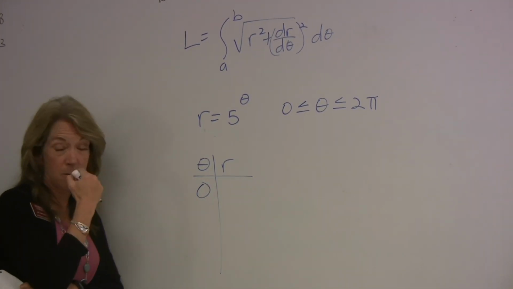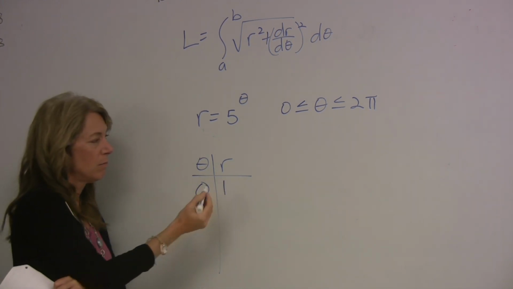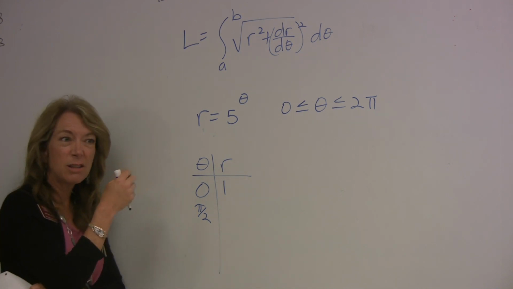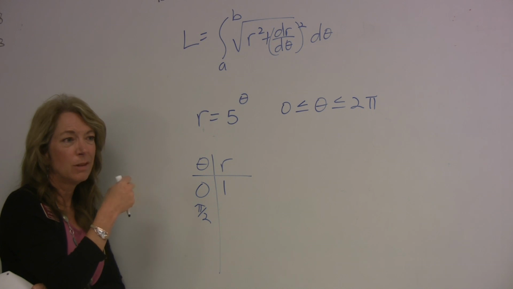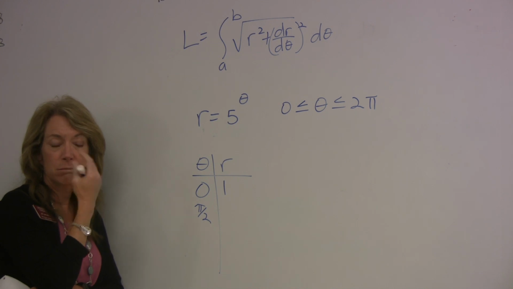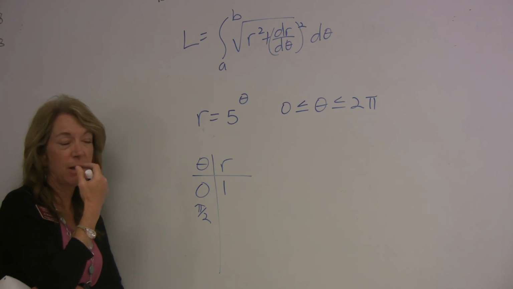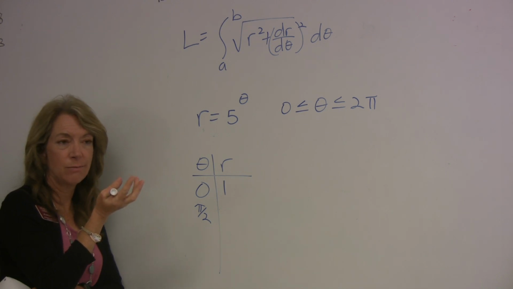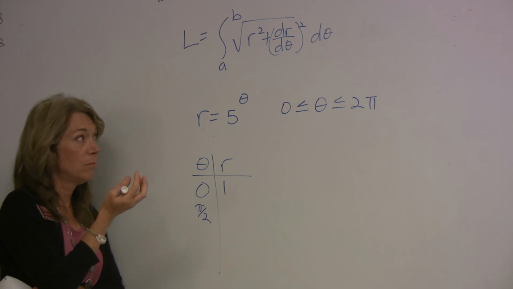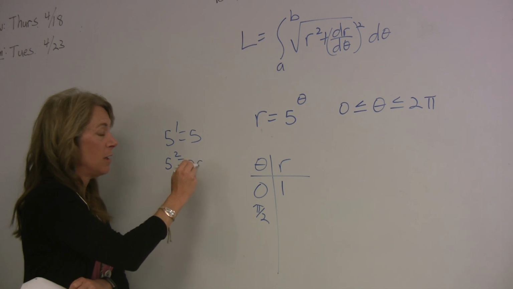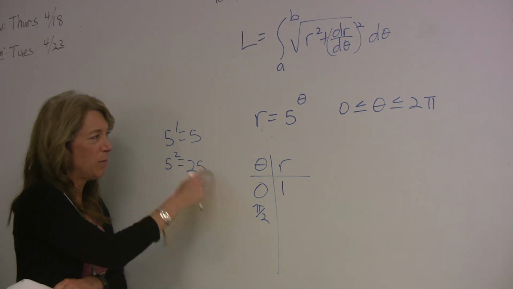What happens when theta equals 0? It's 1. When theta gets to, say, pi over 2, which is 3.14 divided by 2, about 1.5-ish, we have 5 raised to the 1 point something. What is that, roughly? 5 to the 1 is 5. What's 5 squared? 25. This exponent is somewhere between 1 and 2.